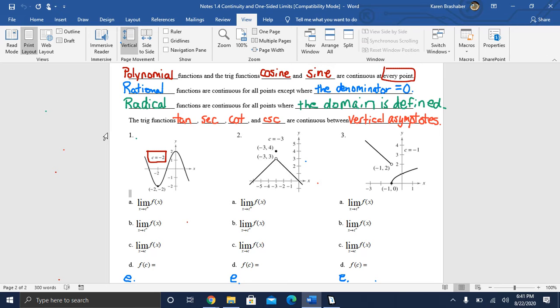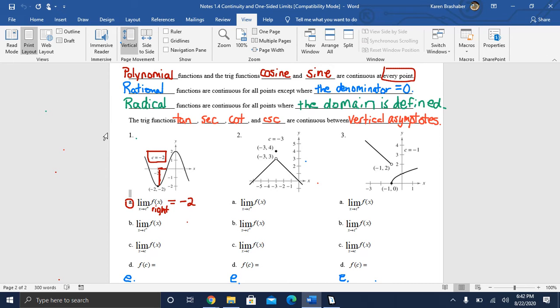Well, the first thing we're going to look at is part A, the limit as x approaches C from the right. And that's what this little plus sign means. So I'll put right there, from the right. Well, so we would look at, as we're approaching -2. Now remember, I'm looking at the x value. So as we are approaching -2 from the right, what y value is being achieved? And hopefully you can see that that is a -2. Now that's the y value.